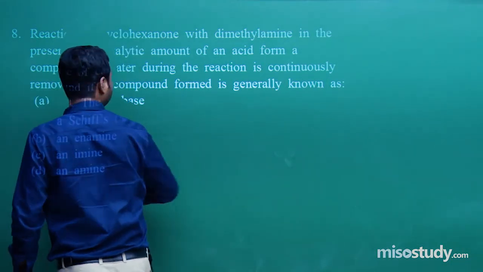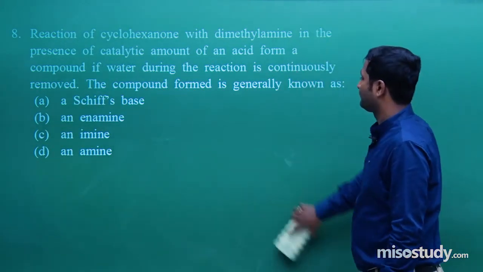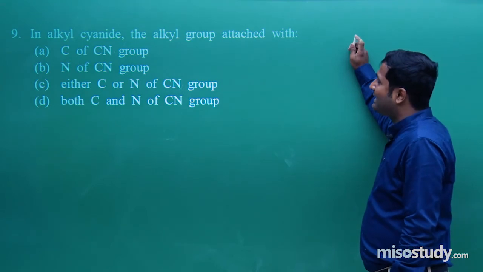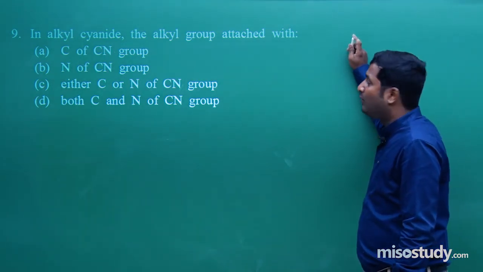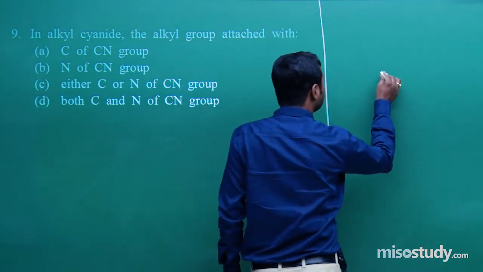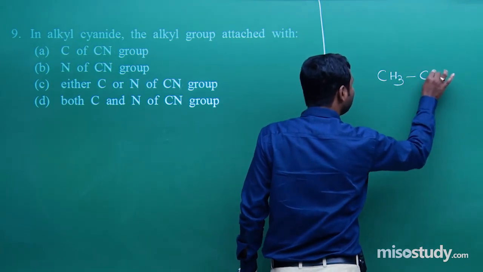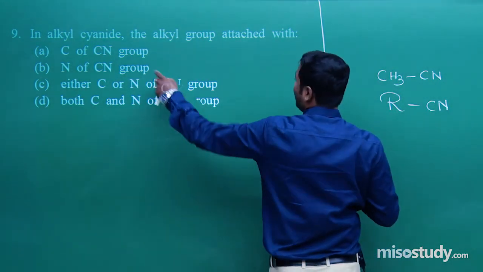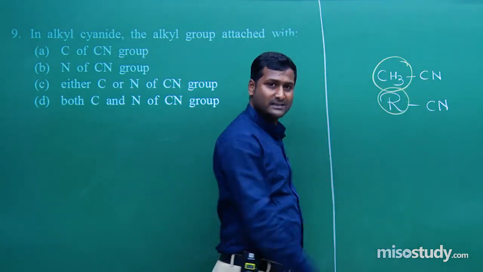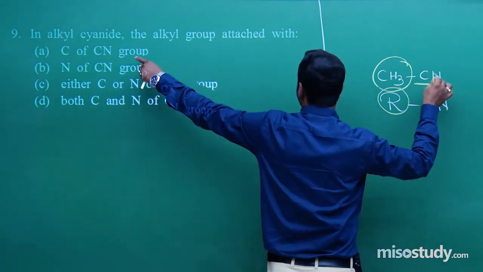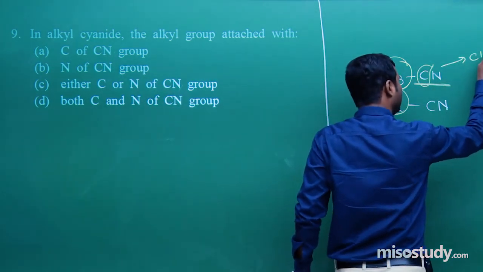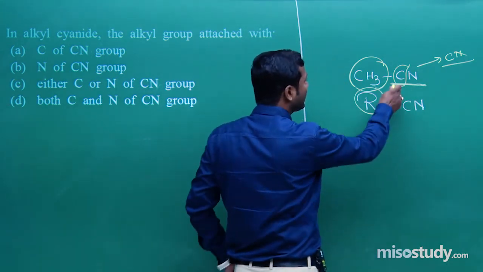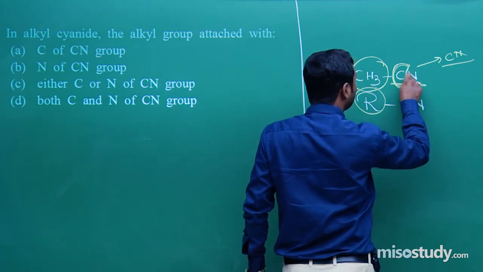What will happen? Check it out. In alkyl cyanide, what is given here? What is alkyl cyanide? This is again a very simple, theory based question, it's just conceptual. This is alkyl cyanide, or RCN. In alkyl cyanide, this one is an alkyl group, and the alkyl group is directly attached to the carbon of the CN group.